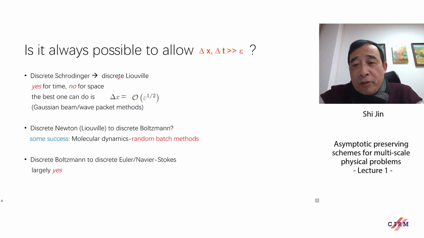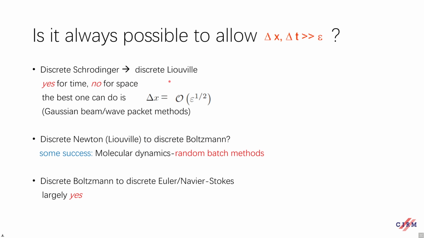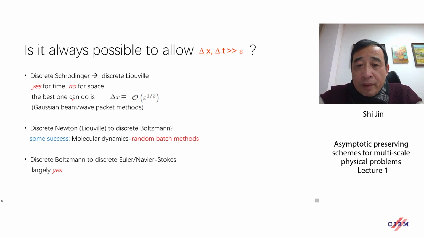For example, if you only use this methodology to bridge the gap from quantum to classical, you want a discrete Schrodinger equation when the Planck constant goes to 0. If it's AP, you should end up with a discrete Liouville equation. That's what an AP scheme means. It turns out you can design a scheme which allows the time step to be larger than epsilon, but for space it's impossible. So we can get AP in time, but not in space.